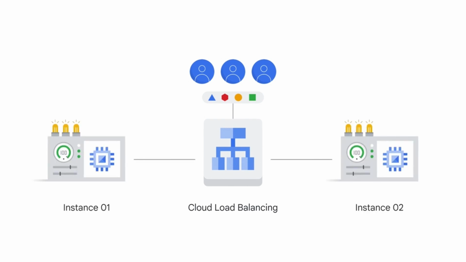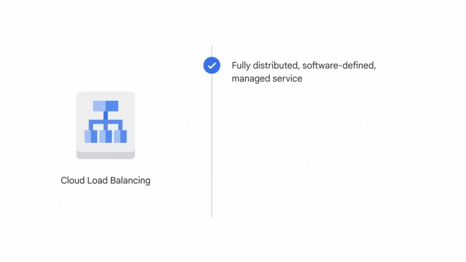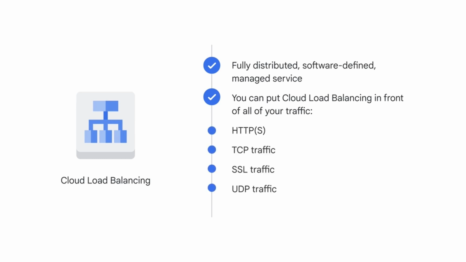By spreading the load, load balancing reduces the risk that applications experience performance issues. Cloud load balancing is a fully distributed, software-defined managed service for all your traffic. And because the load balancers don't run in VMs that you have to manage, you don't have to worry about scaling or managing them. You can put cloud load balancing in front of all of your traffic: HTTP or HTTPS, other TCP and SSL traffic, and UDP traffic too.